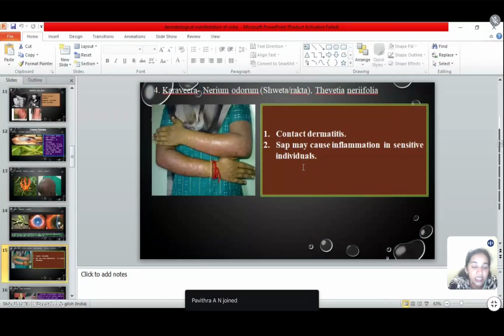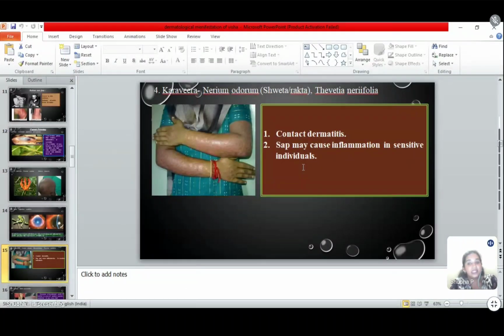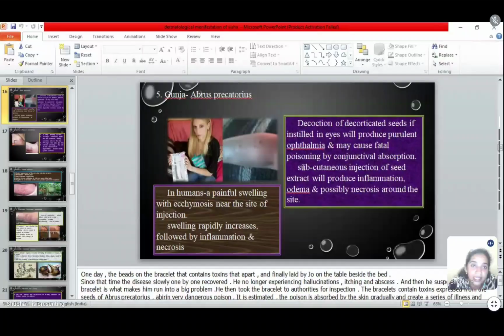Now, Caravira. Contact dermatitis and sap: the milky exudate in Caravira can cause inflammation in sensitive individuals. Next, Gunja. People who are wearing fancy articles need to be cautious about this. Here, a bracelet was made with Gunja and it was used by an individual. Again, painful swelling with ecchymosis near the site of injection was seen here.